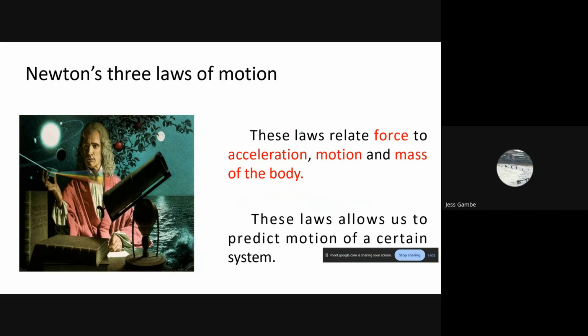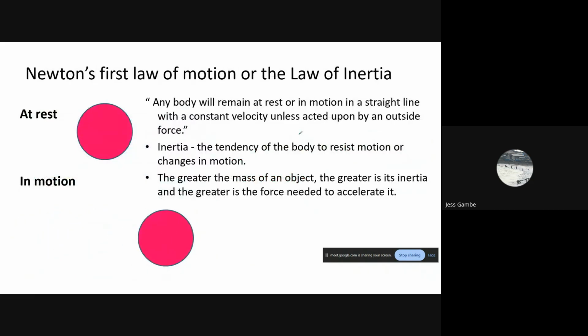Newton's 3 laws of motion. These laws relate force to acceleration, motion, and mass of the body. These laws allow us to predict the motion of a certain system. But of course, this is referring to scale. For large objects, it might still be predictable. But for subatomic particles, the behavior is different. So the term relativistic motion appears. But here, we are still Newtonian, so it's fine. So, the first law is the law of inertia.